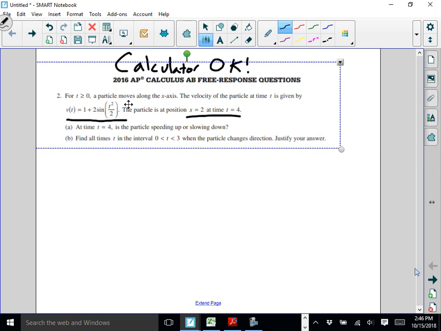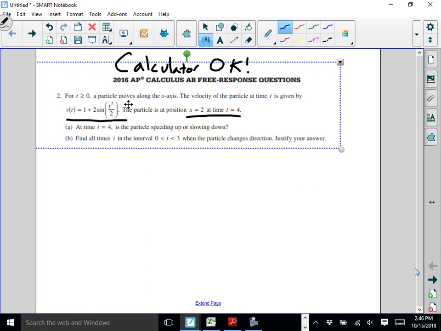The answer? I need to find the velocity at 4 and the acceleration at 4 and compare those signs. If v of 4 and a of 4 are the same sign, the particle is speeding up. If v of 4 and a of 4 are opposite signs, we know it's slowing down. So let's talk about how we can use our calculator to our advantage here to solve this.